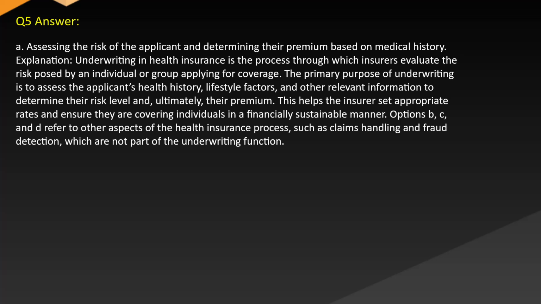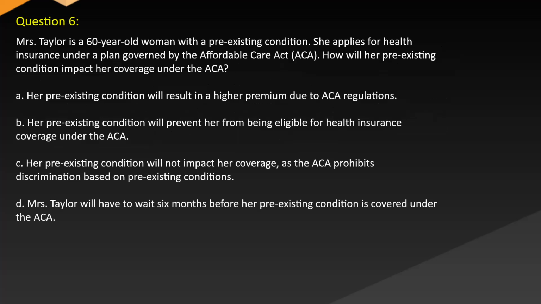Underwriting in health insurance is the process through which insurers evaluate the risk posed by an individual or group applying for coverage. The primary purpose of underwriting is to assess the applicant's health history, lifestyle factors, and other relevant information to determine their risk level and ultimately their premium. This helps the insurer set appropriate rates and ensure they are covering individuals in a financially sustainable manner. Options B, C, and D refer to other aspects of the health insurance process, such as claims handling and fraud detection, which are not part of the underwriting function. Question 6. Mrs.